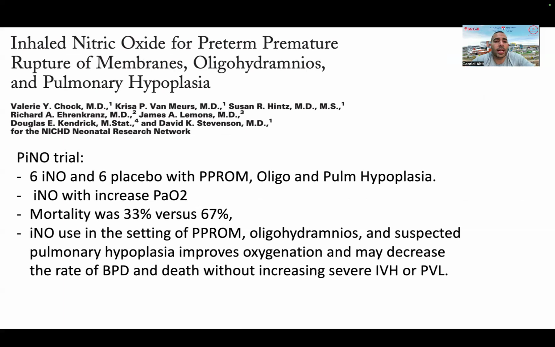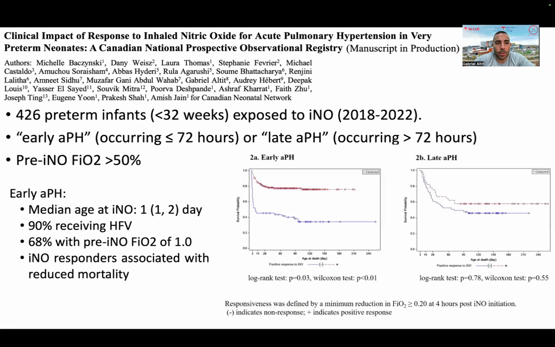Now, if you look at evidence from various trials, there are not that many. This is the Pinot trial from the group of Dr. Schock. They extracted the 12 patients who had PPROM, oligo, and pulmonary hypoplasia, and they found that in this particular subset of patients, it did seem to decrease to some degree mortality and potentially even decrease BPD.